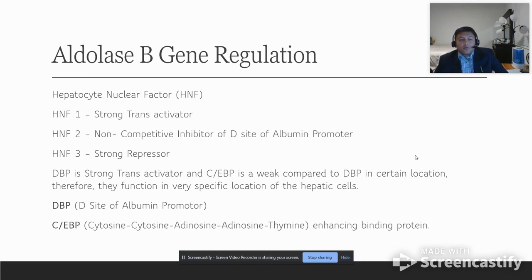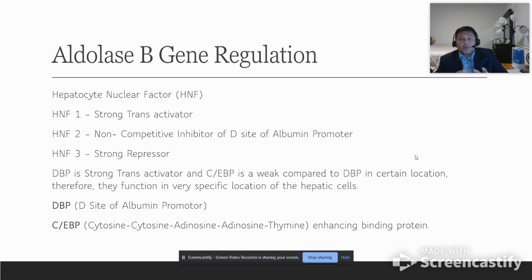DBP, which binds the D site of the albumin promoter, is a strong transactivator, and C/EBP, the CCAAT enhancer binding protein, is weak compared to DBP in certain locations. They need to function in a very specific location of the hepatic cells to perform the regulation.